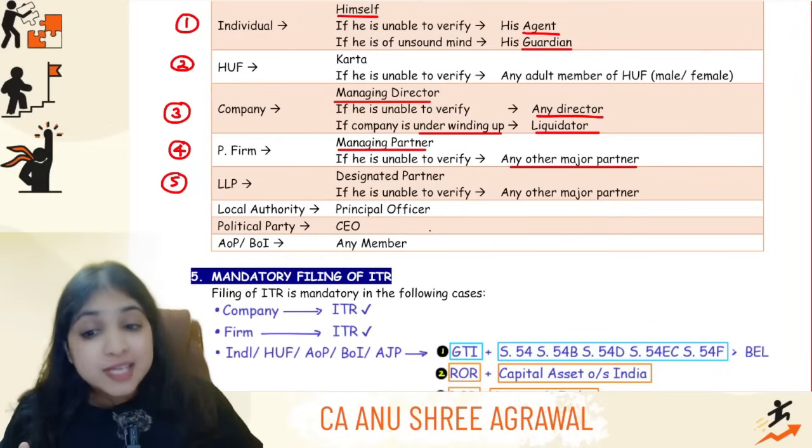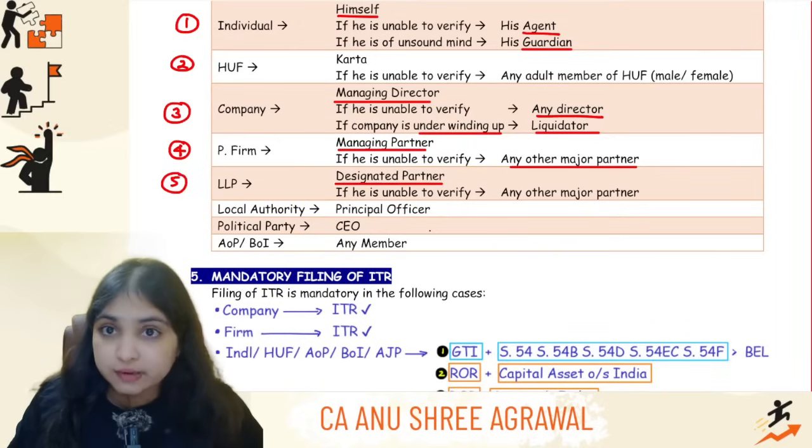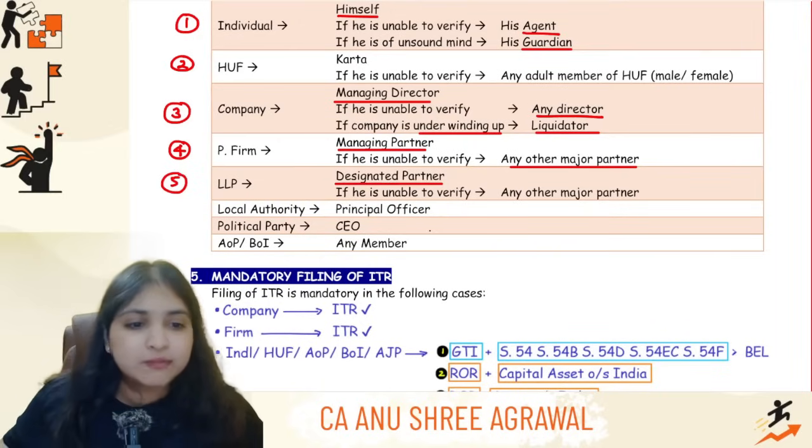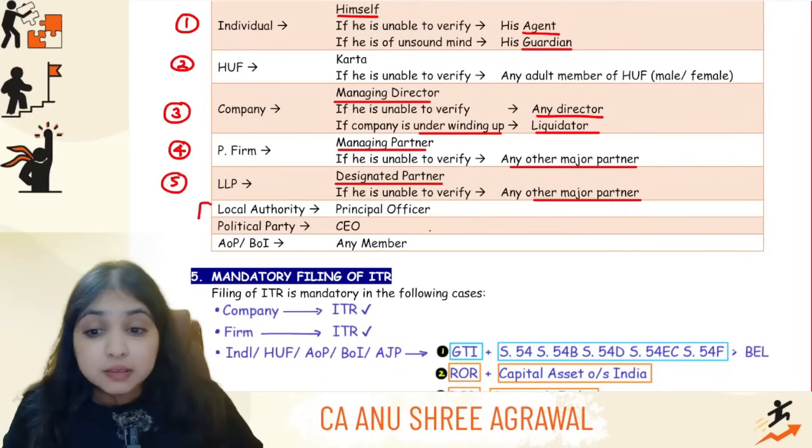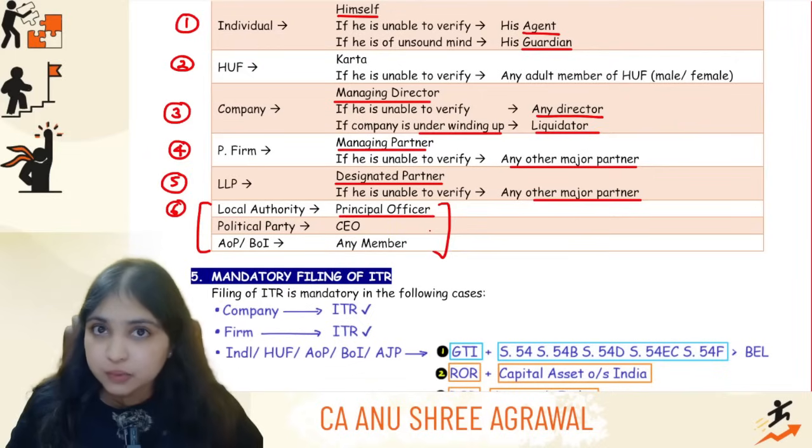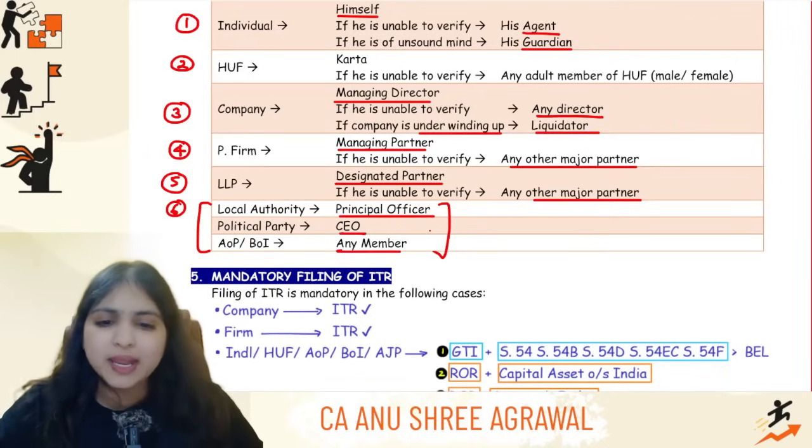Then if it's an LLP, of course, the designated partner will verify the ITR. If he is unable to verify, any other major partner. The last 3 points are very important. Be careful. Local authority, principal officer will verify. Political party, CEO will verify. AOP or BOI, any member will verify.